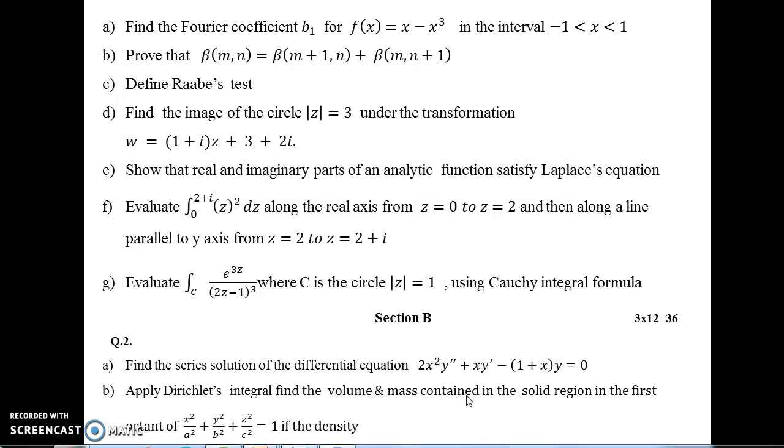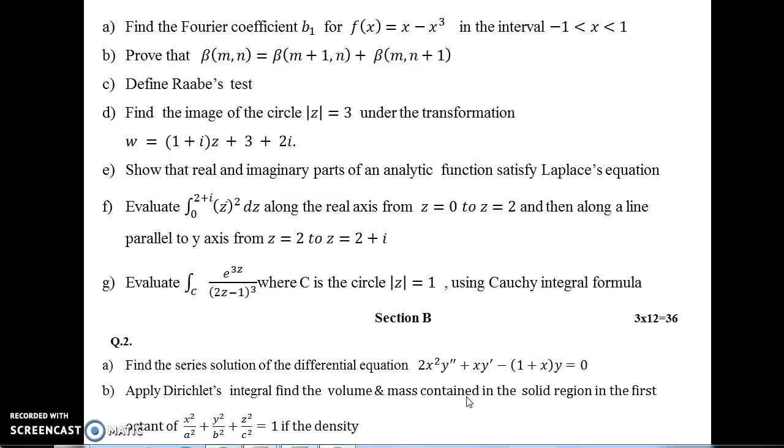In the next part, evaluate this integration e power 3z upon (2z minus 1) whole cube dz, where C is the modulus of z equal to 1 using Cauchy integration formula. So in Cauchy integration formula, there is integration over C of f(z) upon (z minus z0) power cube. So in this question, first take 2 common, and we get 1 upon 2 power cube, means 1 upon 8, and (z minus 1 upon 2) power 3. Now apply Cauchy integration formula. If you take this 2 common, then the answer will be wrong and the number will be 0. So just remember this fact.